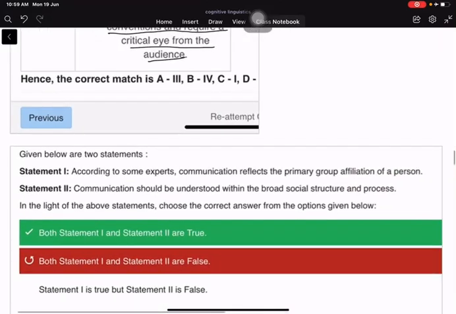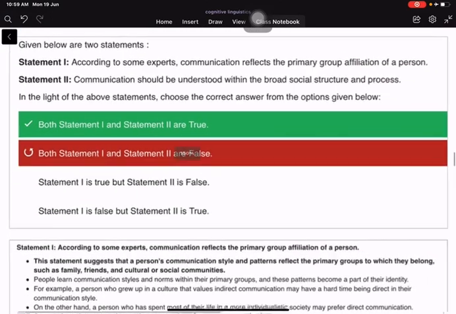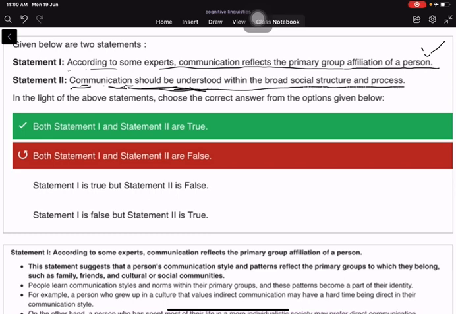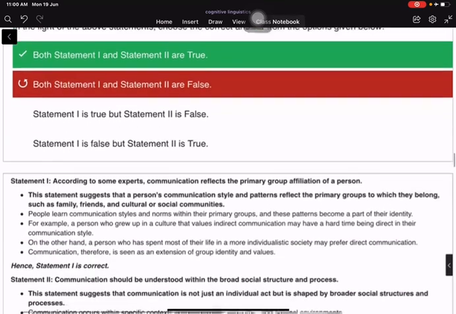Now, according to some experts, communication reflects the primary group affiliation of a person. That is true. Second, communication should be understood within the broader social structure and process. That is also correct.